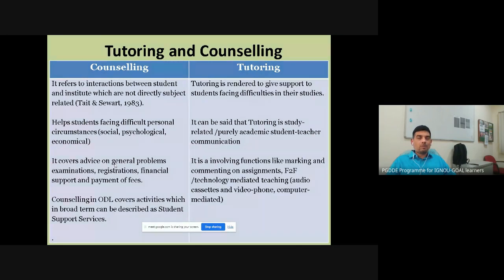When we talk about tutoring, that may be initiated by the teacher. Of course, it may also be initiated by the learners, but mostly tutoring is teacher centered and counseling is learner centered. We can say that.